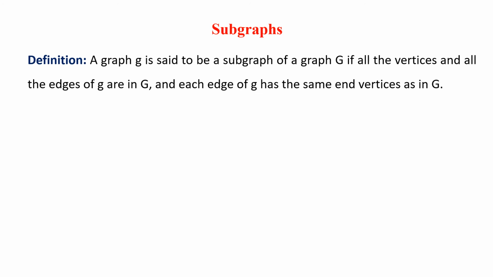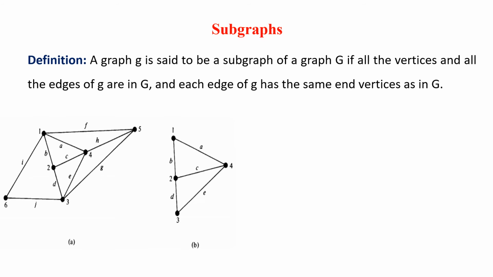Subgraphs definition. A graph g is said to be a subgraph of graph G if all the vertices and all the edges of g are in G and each edge of g has the same end vertices as in G. Now here is an example of a graph and its one subgraph. Here the graph is G and here its subgraph is small g.